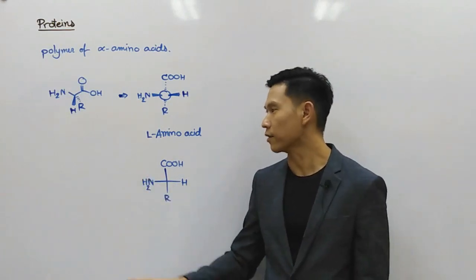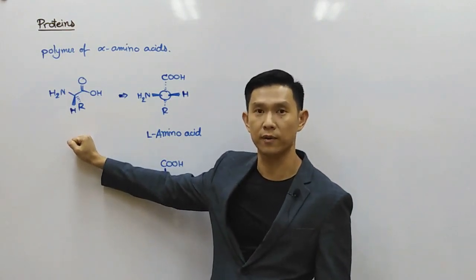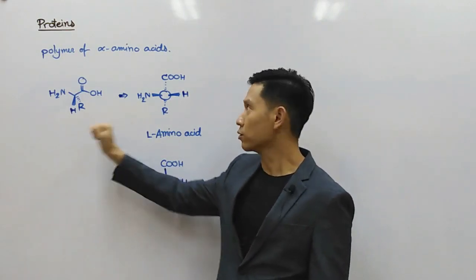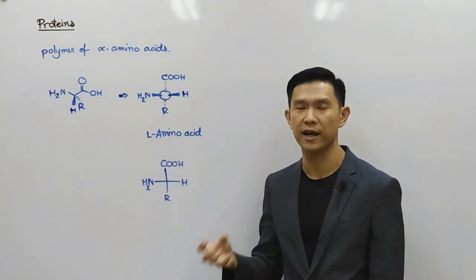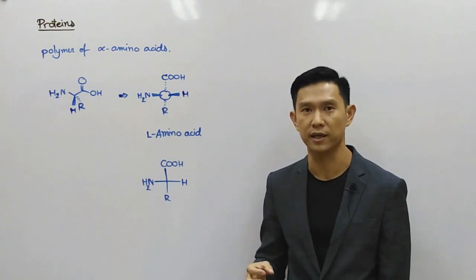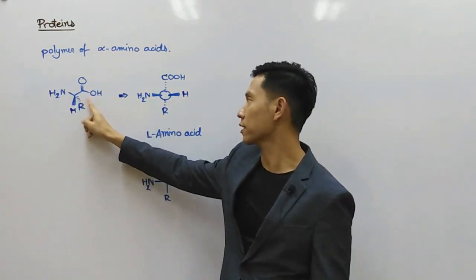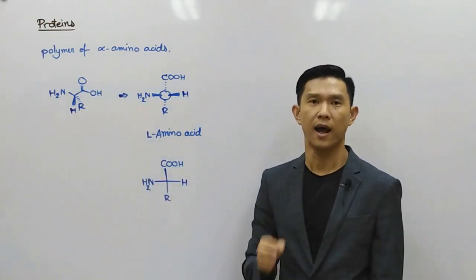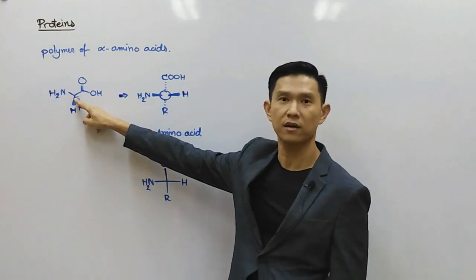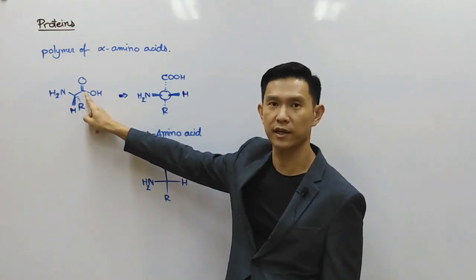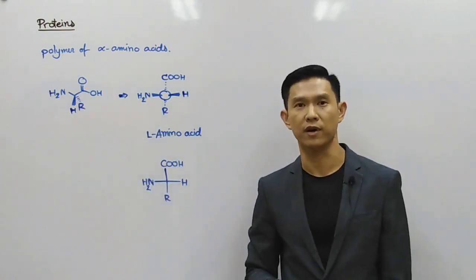But for now, I want you to know the structure of the building block, the alpha amino acid, first. The name alpha amino acid means that we have an amino group attached onto the alpha carbon of the carboxylic acid. As you can see here, we have a carboxylic acid with a long chain R group, and then the amino group NH2 is attached here, on the first carbon next to the carboxylic acid, which is called the alpha carbon. So we call this the alpha amino acid.